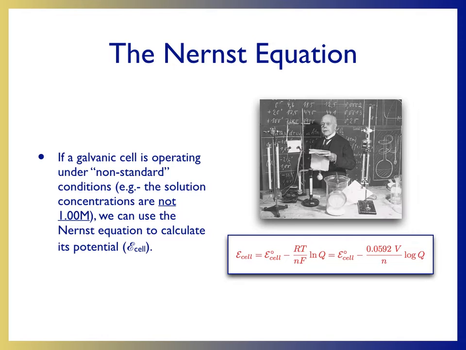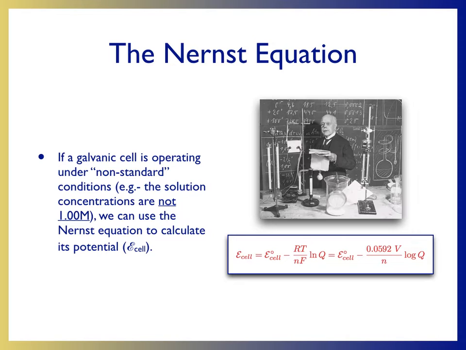As before, we can combine the constants R and F and use a standard temperature of 25 degrees Celsius, as well as converting the natural log of Q to the common log of Q, to get a simpler equation: E cell is equal to standard E cell minus 0.0592 volts over n times the log of Q.